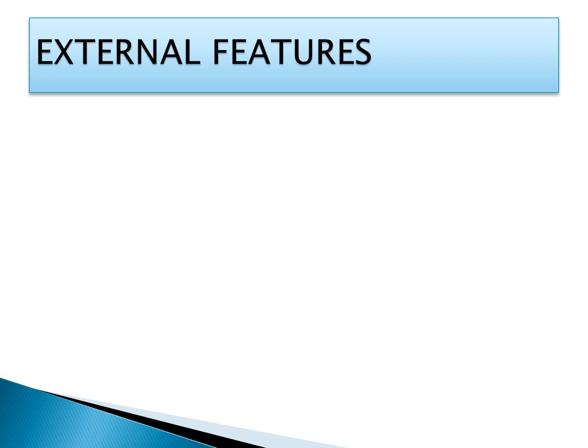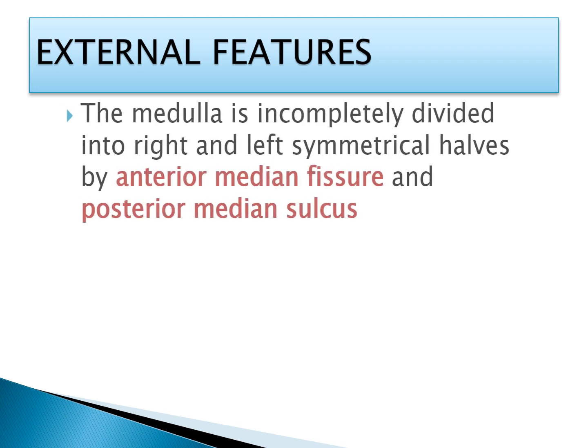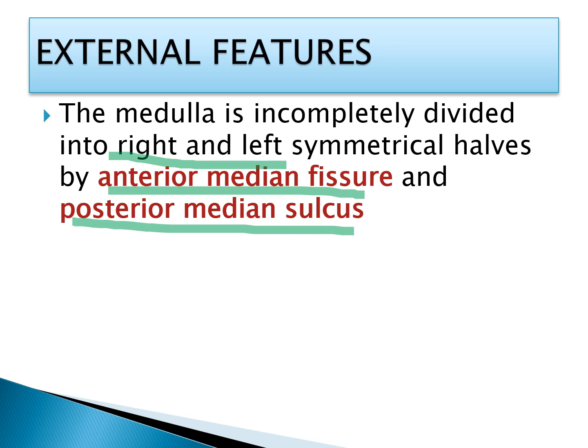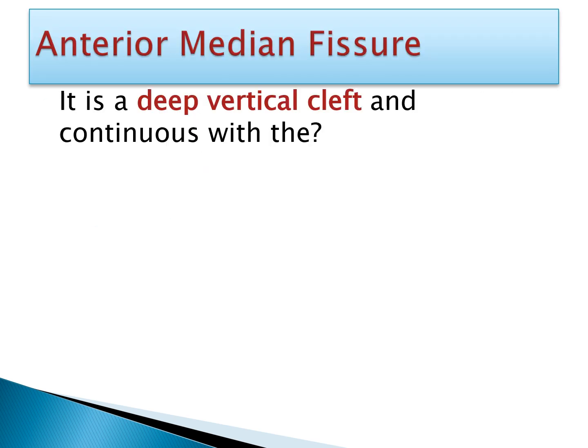External features, you should know it is the continuation of the spinal cord. So it retains the external features same as the spinal cord in the caudal part of the medulla oblongata. Same like spinal cord, it is divided into right and left by two, anterior median fissure and posterior median sulcus, which you have learnt in the spinal cord.